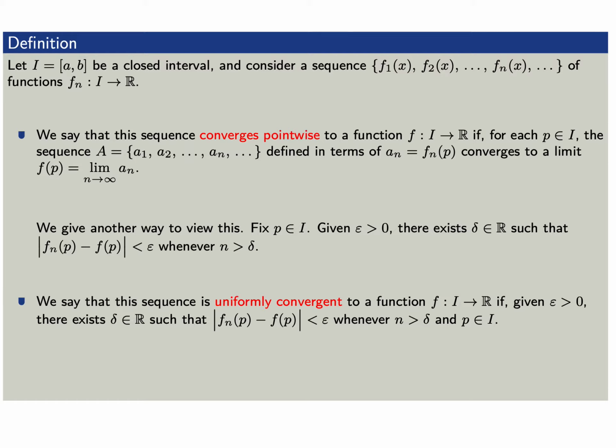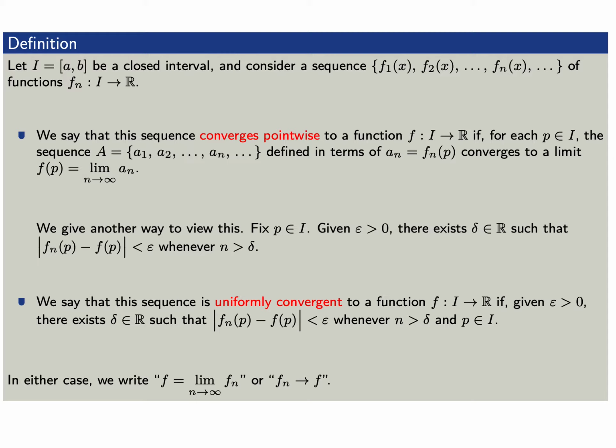The difference between converges pointwise and uniformly convergent is that converges pointwise depends on a specific point p. That is, delta will depend upon p. Uniformly convergent does not depend upon p. That is, the delta should be independent of the choice of p. In either case, we will say that f equals the limit as n increases without bound of f sub n, or the functions f sub n tend to the function f.